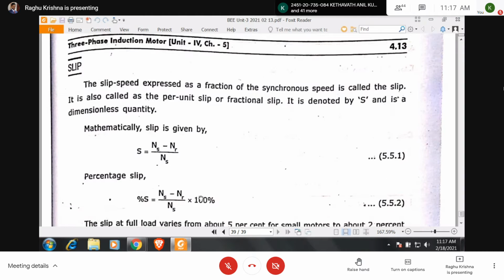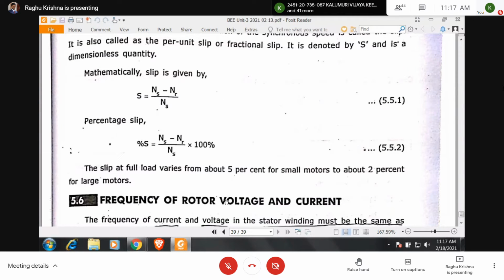Next, coming to the percentage slip. Percentage slip is given by Ns minus Nr by Ns into 100. So here, the slip at full load varies from about 5% for small motors to about 2% for large motors.